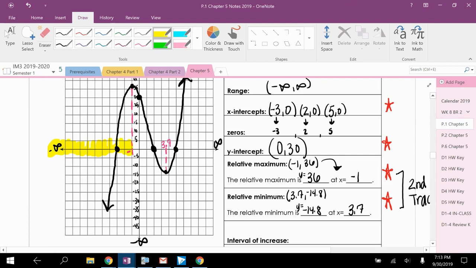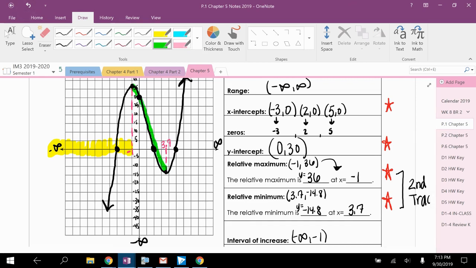That's why I like drawing in those dotted lines, because it helps me stop. It knows where to stop increasing at the x value. So negative infinity to -1. Okay. Now, if you look here, the next part's going to decrease.